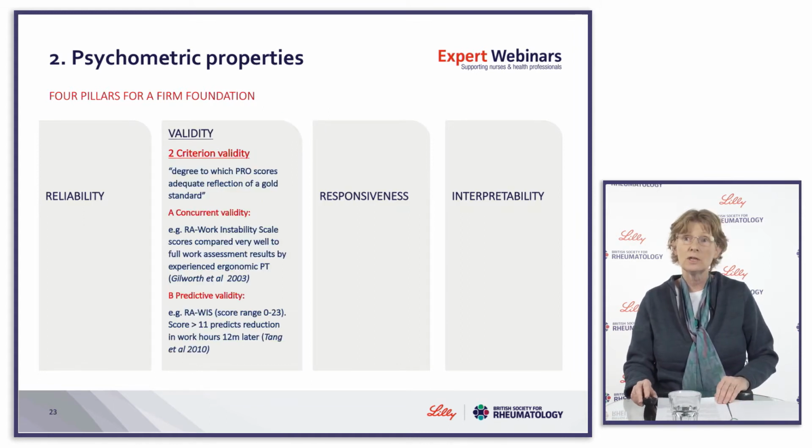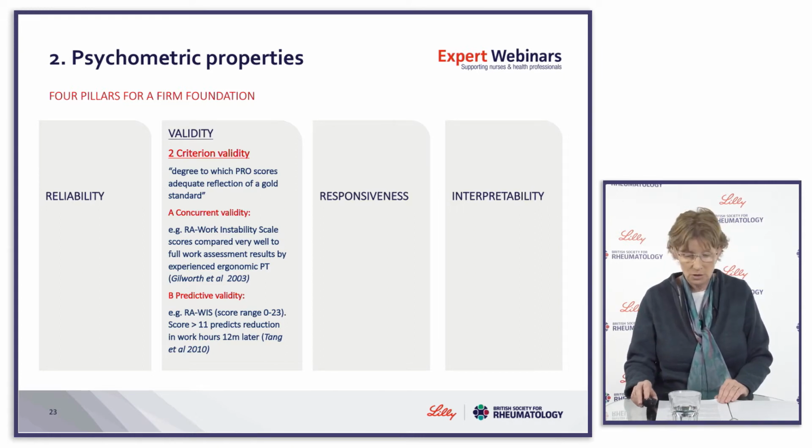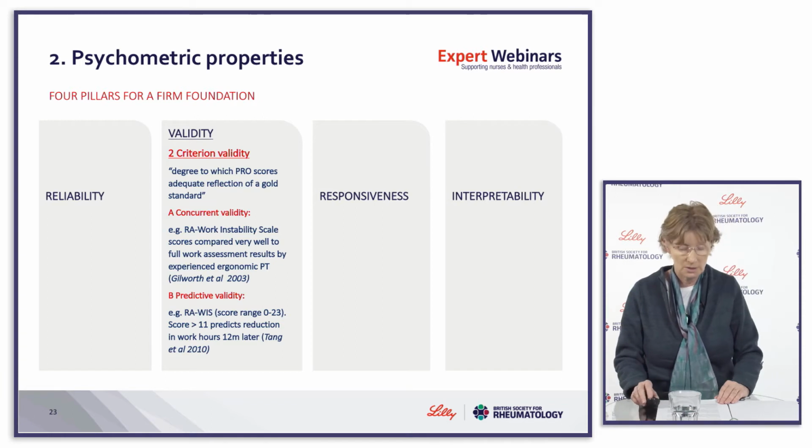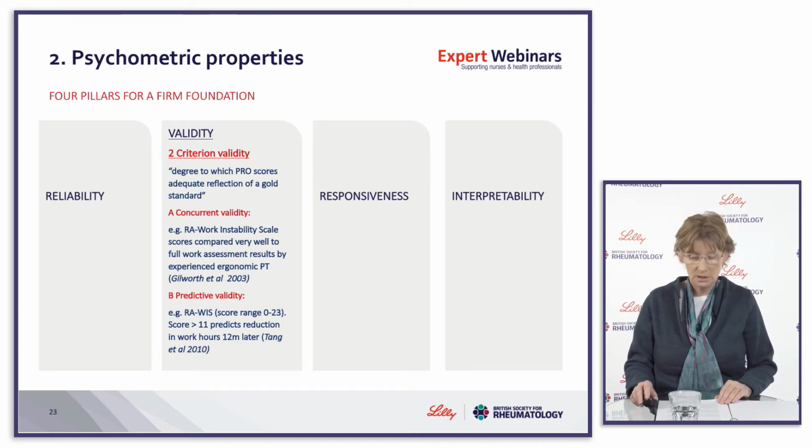And then what types of validity were tested? In criterion validity, a PROM is compared to an existing gold standard, and there are two types here, concurrent and predictive.